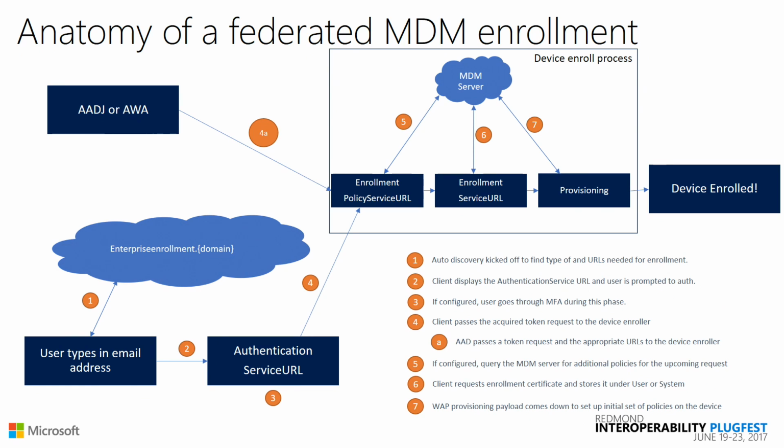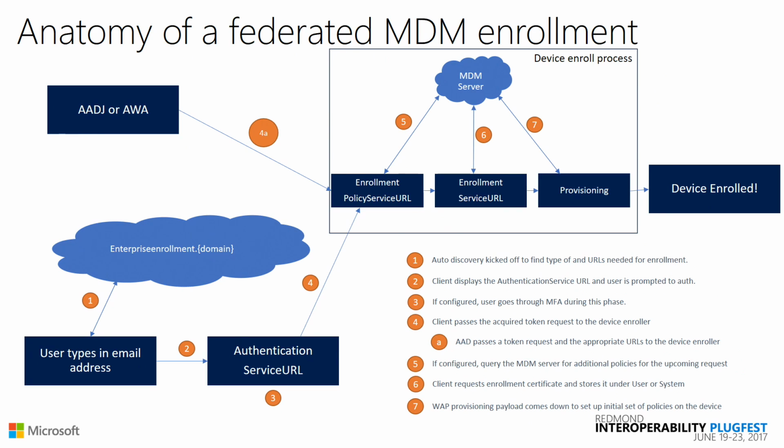Now, for other types of enrollment, like AAD join or adding a work account, the enrollment process is the same, but the actual authentication is handled by AAD. So you authenticate to AAD, and AAD passes down a token that we then feed into the device enrollment process, and the rest of the process is the same. So really the only difference between the various enrollment flows is how you get the initial token request and how discovery works.